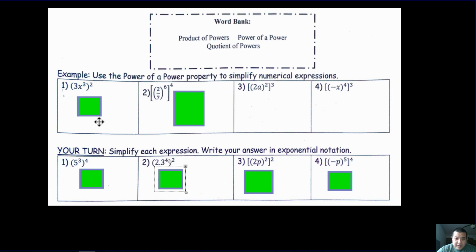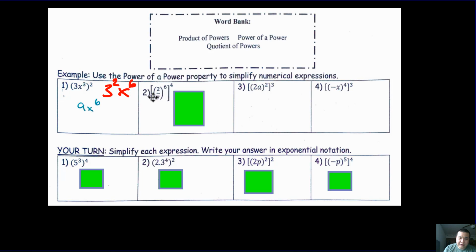So here what we have is 3x to the third to the second. Okay. So if we try to write that out, this second has to be applied to both the number and this x to the third. So this is going to be 3 to the second, and x to the sixth. Now we can simplify that further because there's variables and numbers, so that's going to be 9x to the sixth.